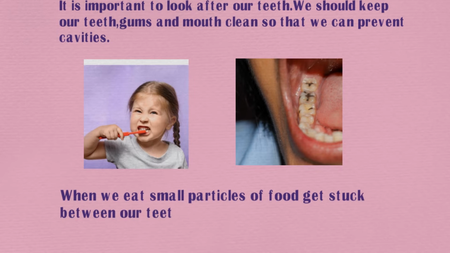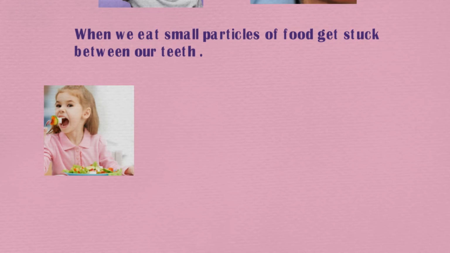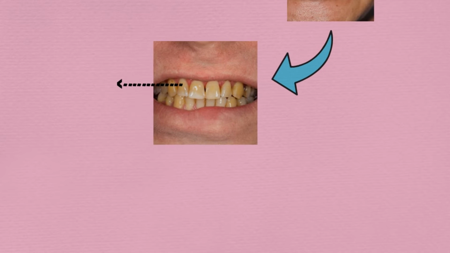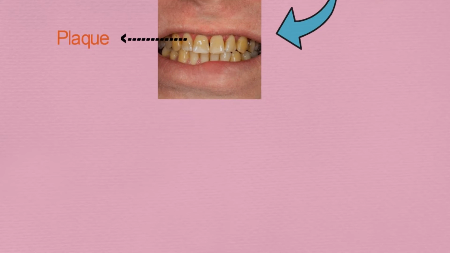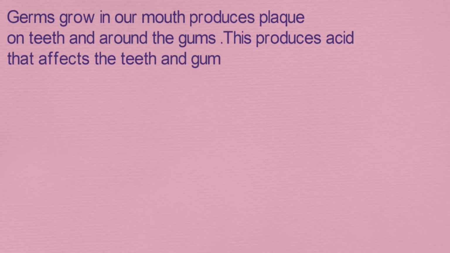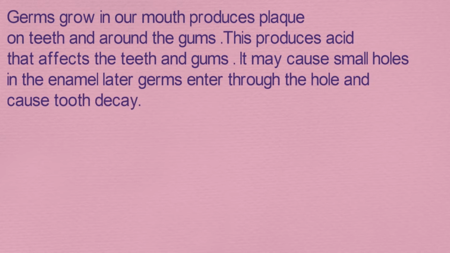When we eat, small particles of food get stuck between our teeth. Germs start growing on these food particles. A thin sticky layer of germs is called plaque. Germs grow in our mouth and produce plaque on teeth and around the gums. This produces acids that affect the teeth and the gums.